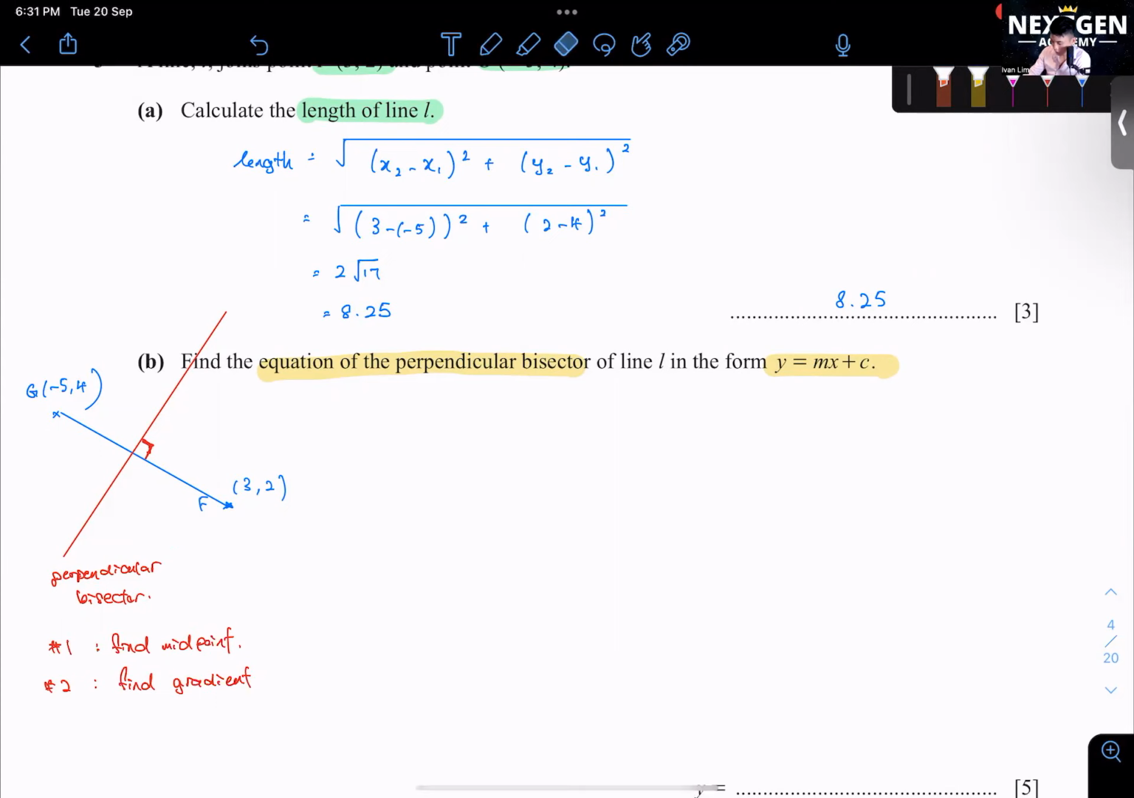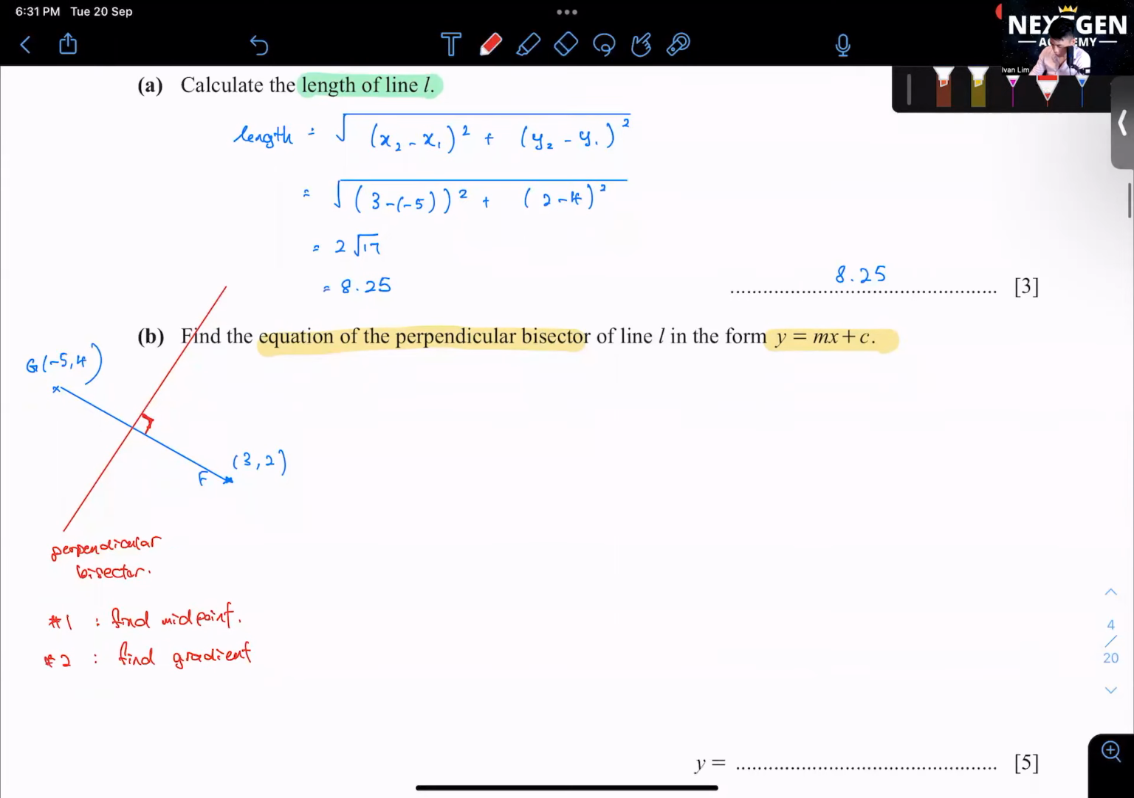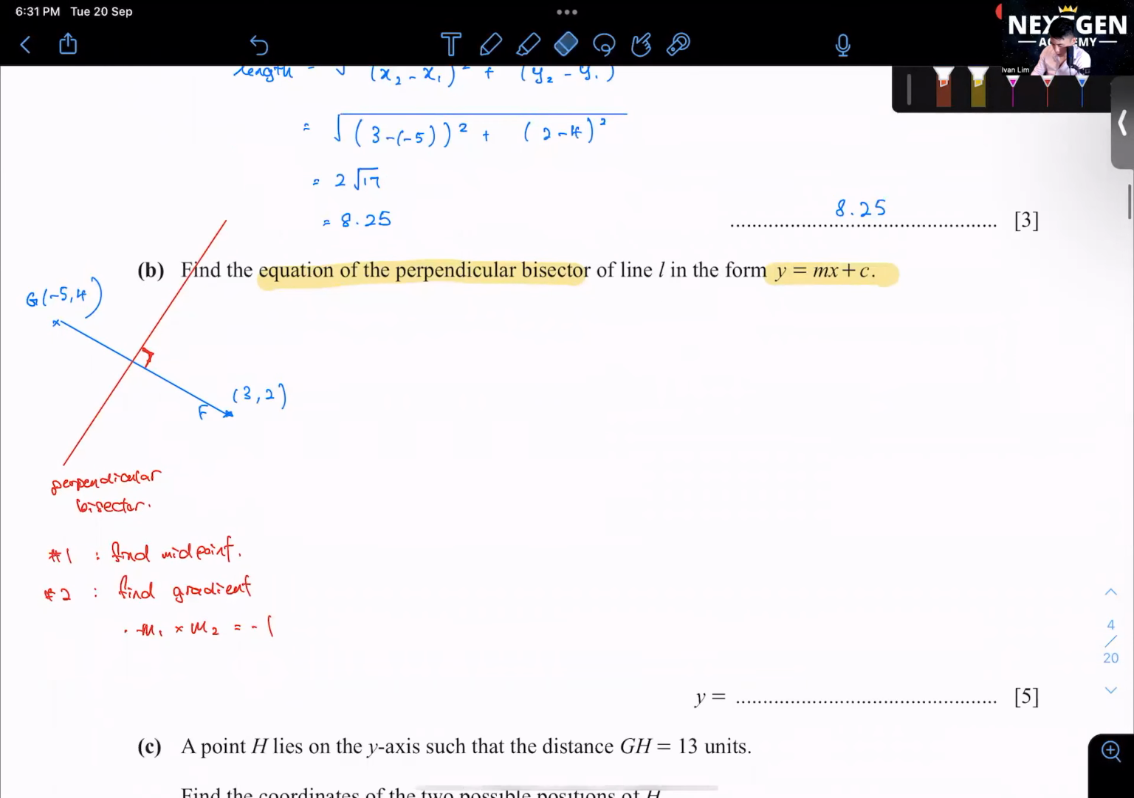Okay, how to find the gradient? We use this formula, m1 times m2 equals negative 1. Then step 3, you put it into y equals mx plus c, like how you all construct any straight line equation.